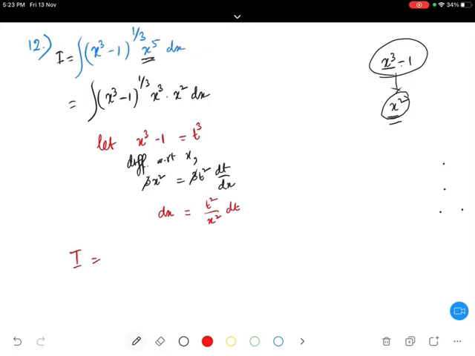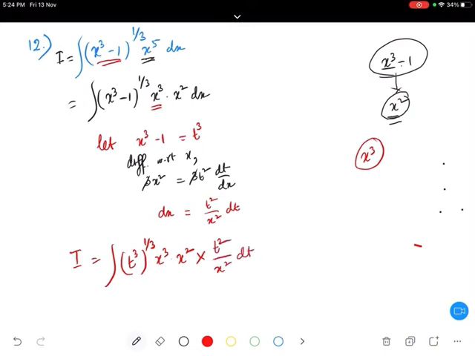I is equal to the integration of, in place of x cube minus 1, I will write t cube, and here we have 1 by 3. So you see the cube root goes away. Now x cube. So I have a problem, x cube. Let's write down x cube dot x square into dx, which is t square by x square dt. So cut x square and x square. I still have a problem, x cube. What will I do with x cube?